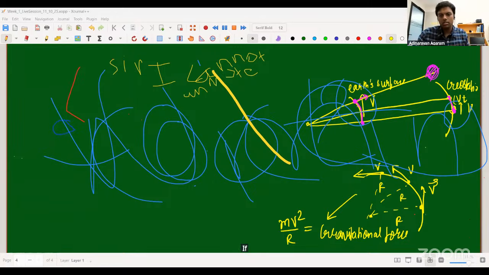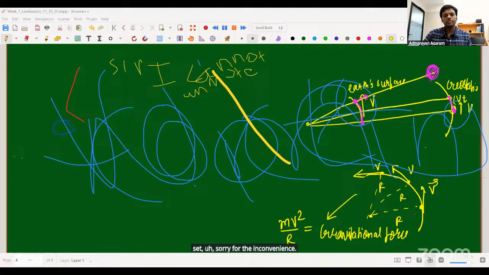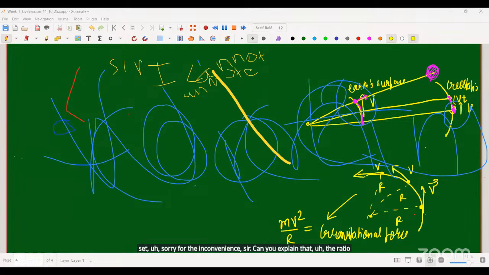And yes, Chandrasekhar, 1 second. Sir, sorry for the inconvenience, sir. No, no. Can you explain the ratio 1:100, the payload of the rocket?